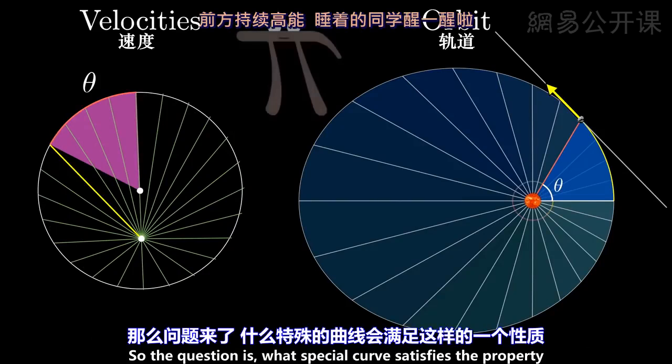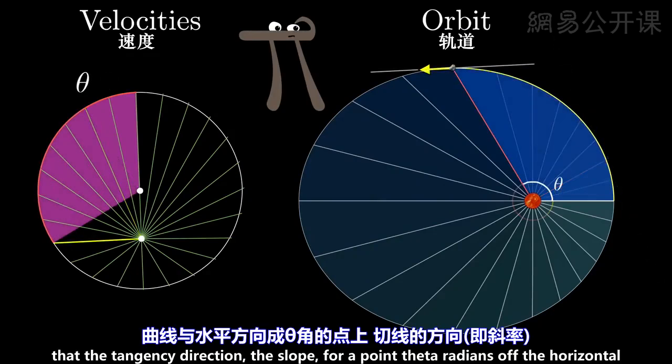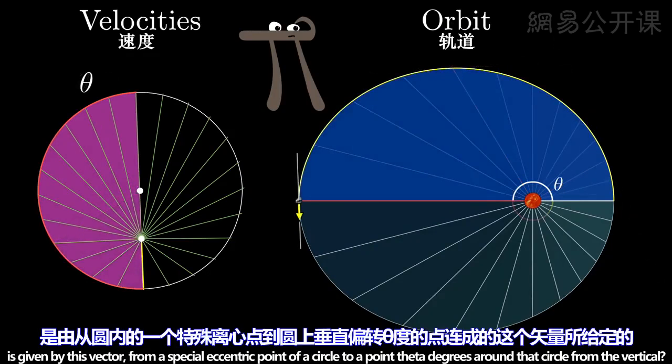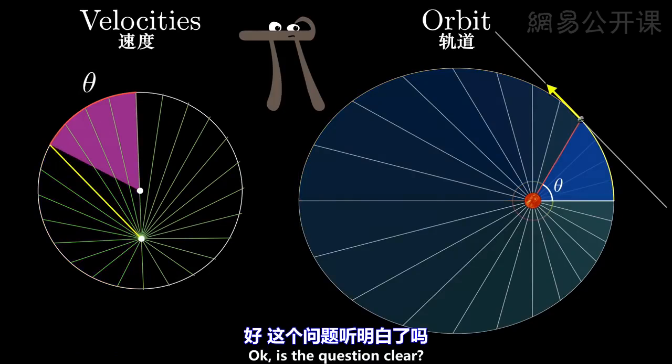So the question is, what special curve satisfies the property that the tangency direction, the slope, for a point theta radians off the horizontal is given by this vector from a special eccentric point of the circle to a point theta degrees around that circle from the vertical? Okay, is the question clear?